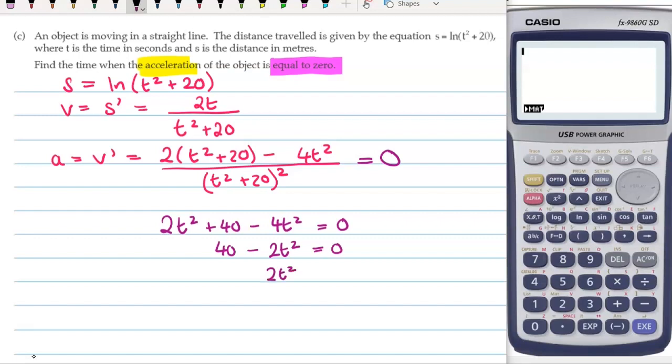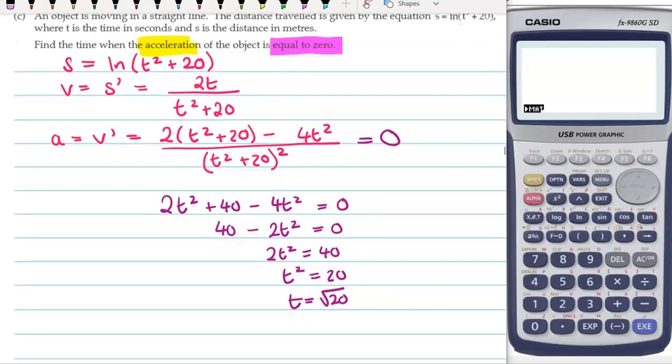So 2t squared equals 40, t squared is 20, so t is the square root of 20, and it's only the positive square root because we're dealing with time since the beginning. We're not going into negative time. And if you want that in decimals, that would be, let's do the square root of 20, 4.47 seconds.